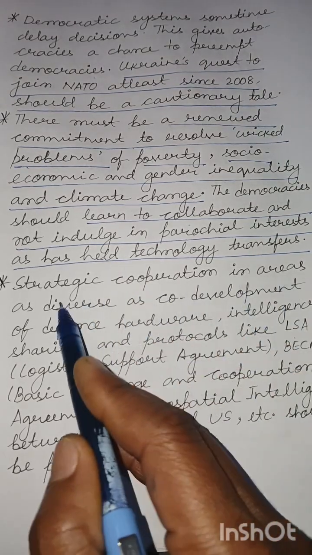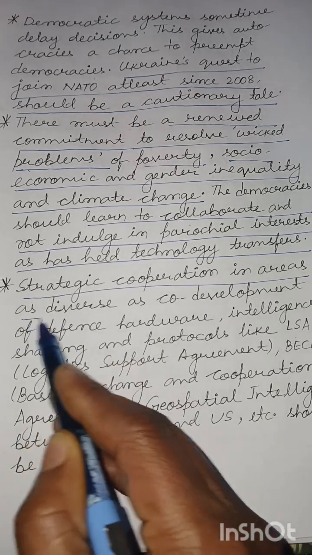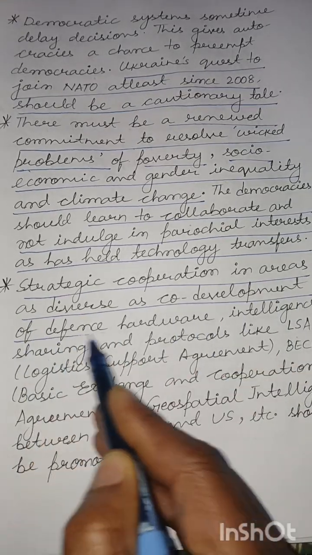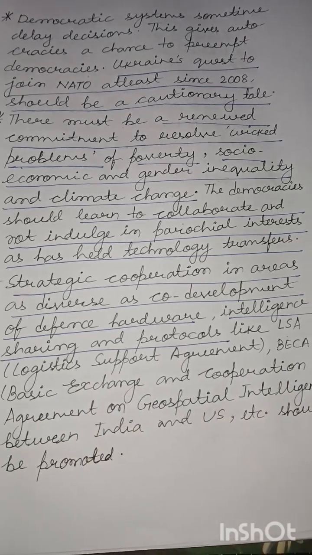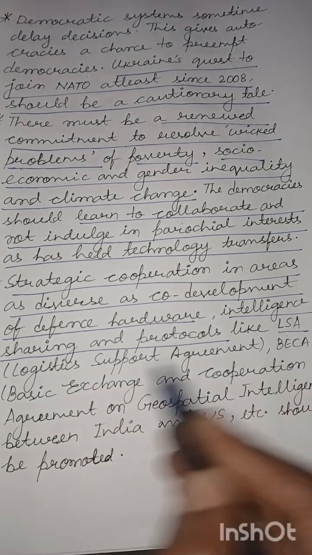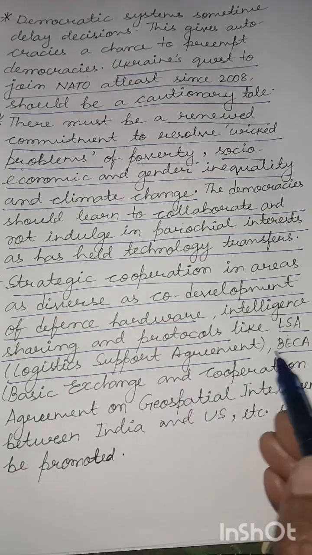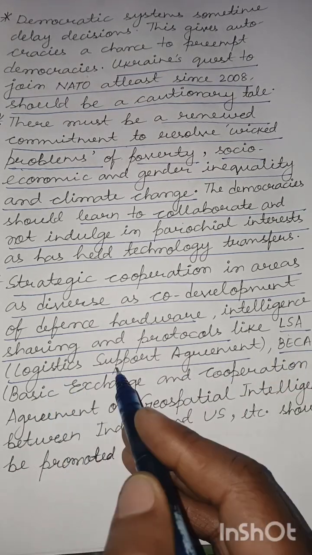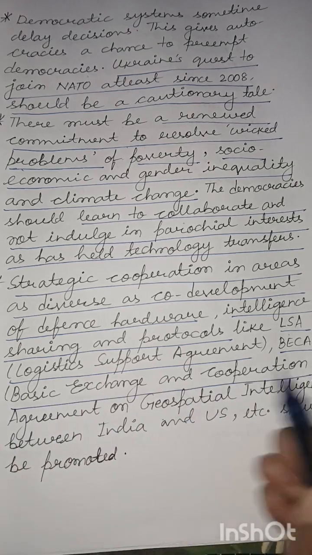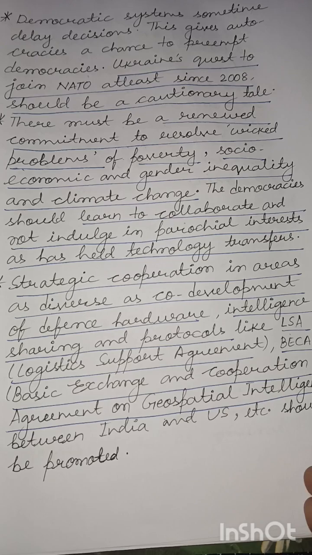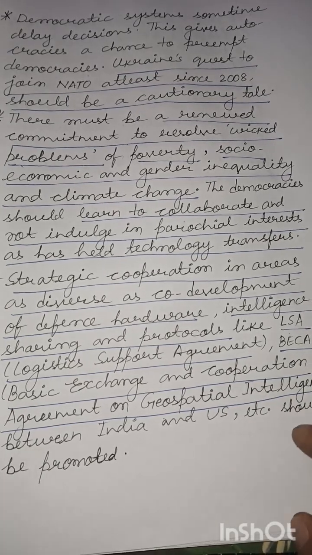Strategic cooperation in areas as diverse as co-development of defense hardware, intelligence sharing, and protocols like LSA, that is logistics support agreement. We are giving examples of these two specific protocols: LSA, that is logistics support agreement, and BECA, that is basic exchange and cooperation agreement on geospatial intelligence, which were signed between India and the US. These should serve as templates.